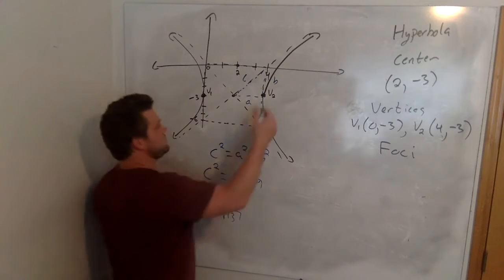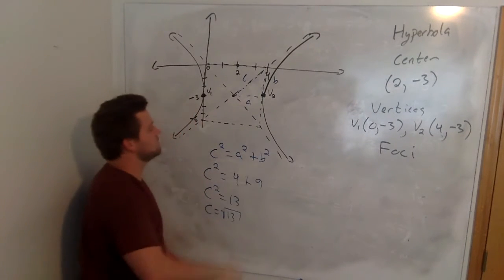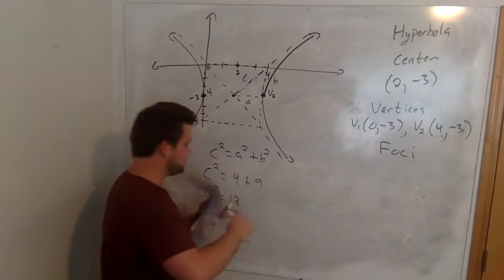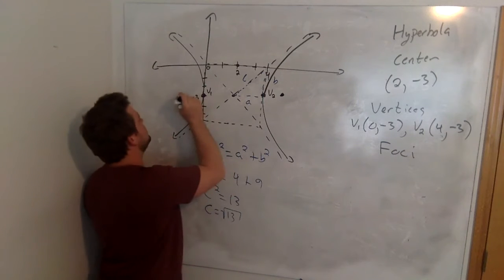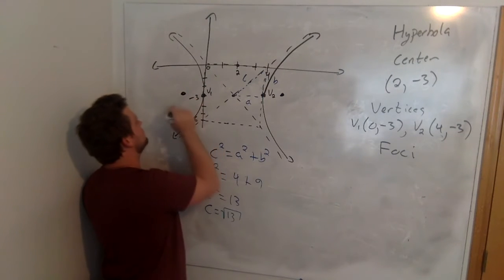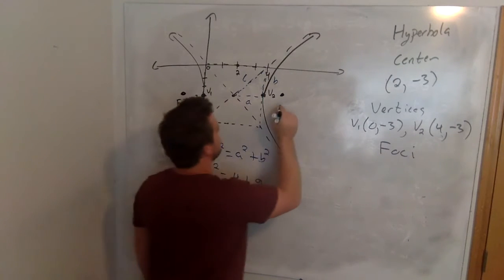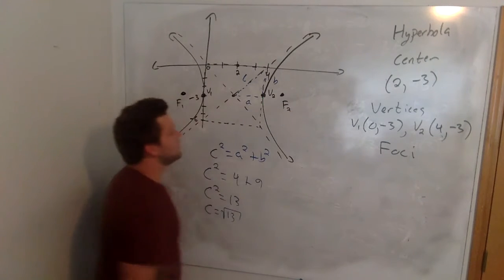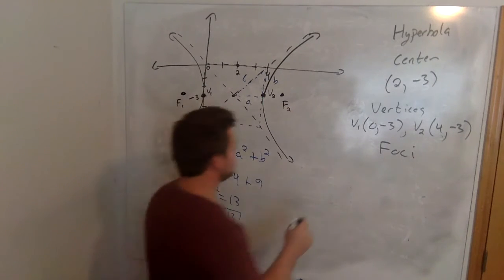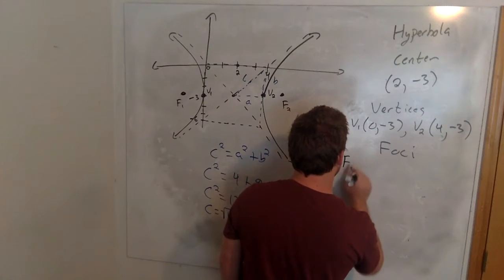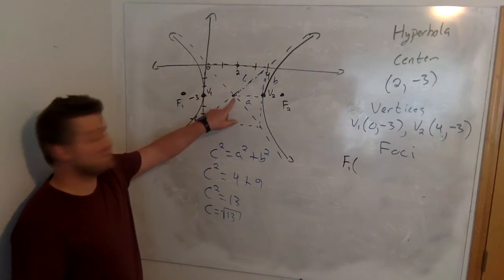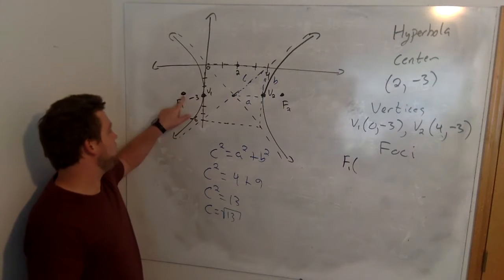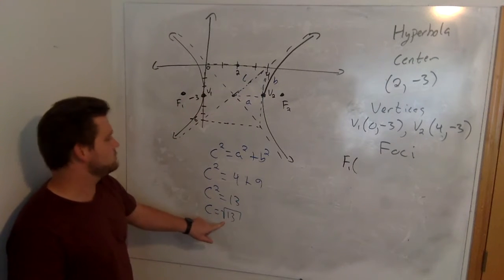For right now, I'll say one of the foci will be here, in black. The other one will be over here. We'll call this one foci 1, and this one foci 2. What will be the coordinates of these foci? For foci 1, we're going to start at the center and then go left C units. So C is root 13.